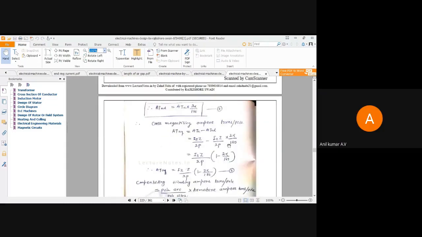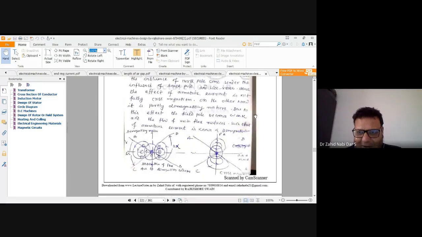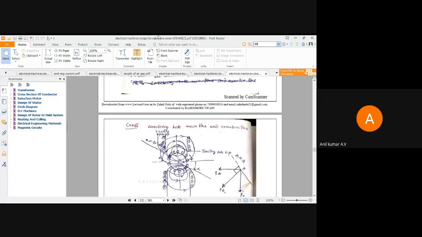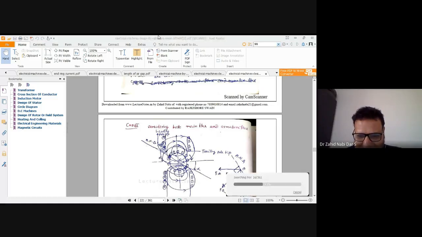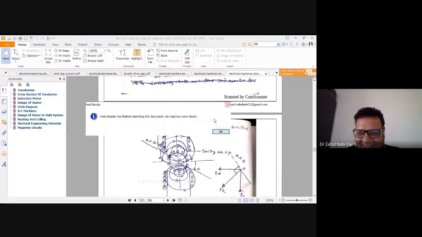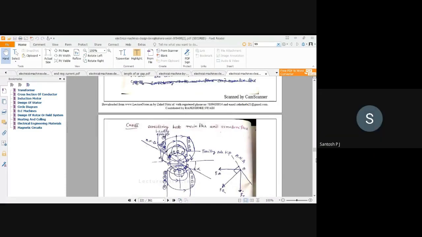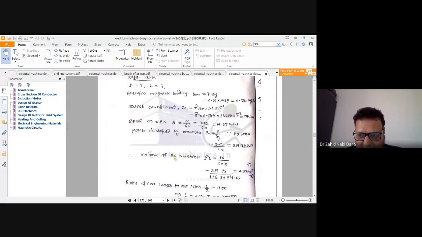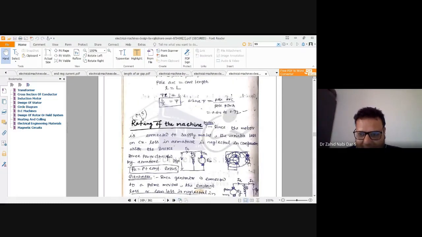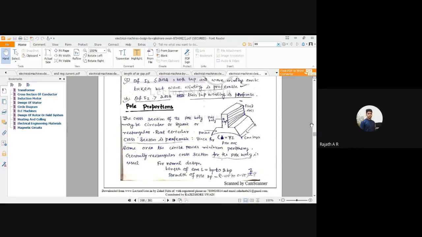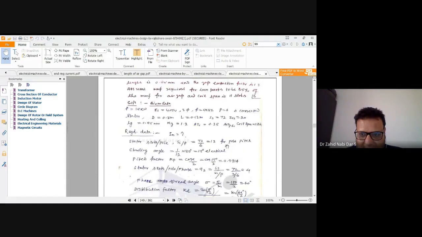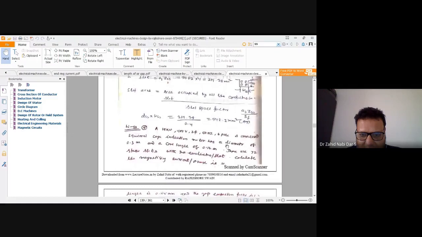Sir, page 99, sir. Oh, you copied from that? I'm searching now, sir. Now you searched page 99. Okay, nice. You have to understand also. Copying is not a big deal. Understanding is the main thing. Anybody can copy. So this was page 9.